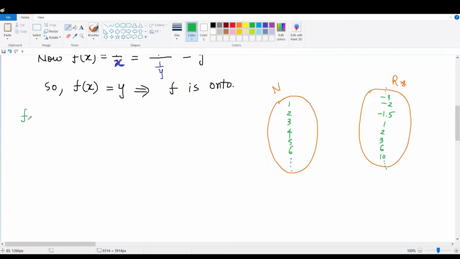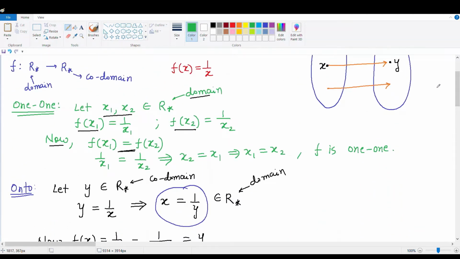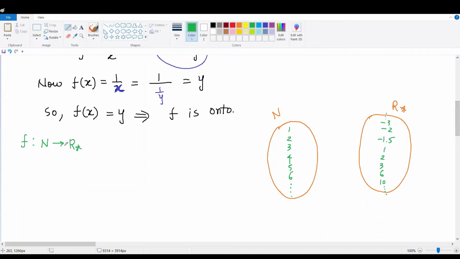Now if I try to write that function, the domain is N, so N goes to R star. Here we had R star to R star, domain and codomain. Here we will have N to R star. This is the domain and this is the codomain, because that's what we were given, that we had to change our domain to the natural number set in this part. The function definition is still the same: f of x equals 1 over x.